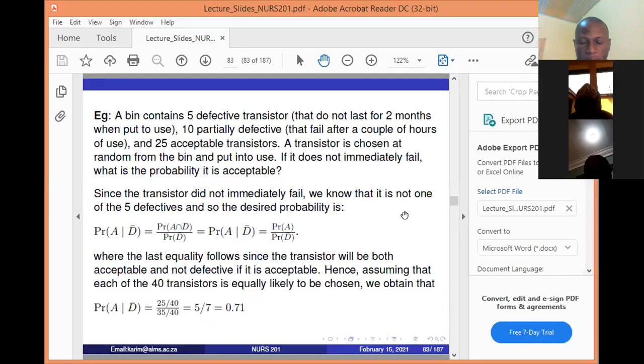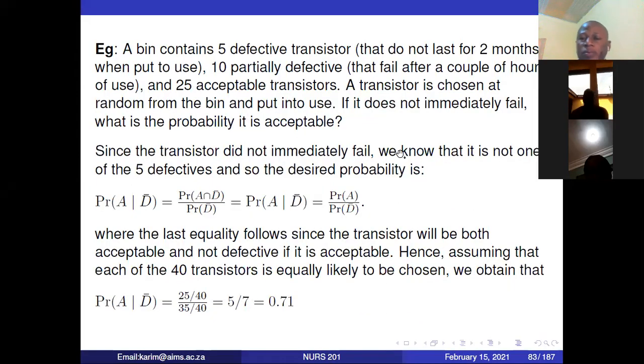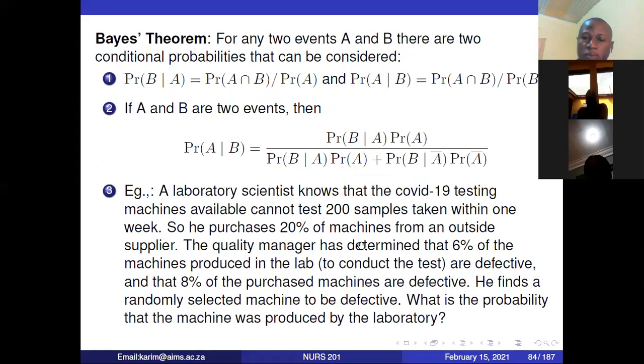Can you see the slides? No, sir. Okay, I think the sharing has gone. Can you see the slides now? Yes, please. Okay, so if you do that, you are going to get 71%. And that is that.